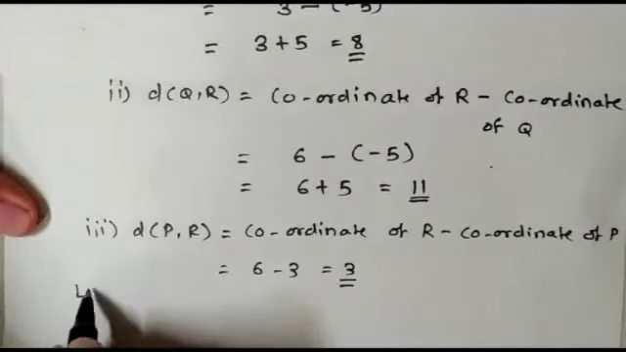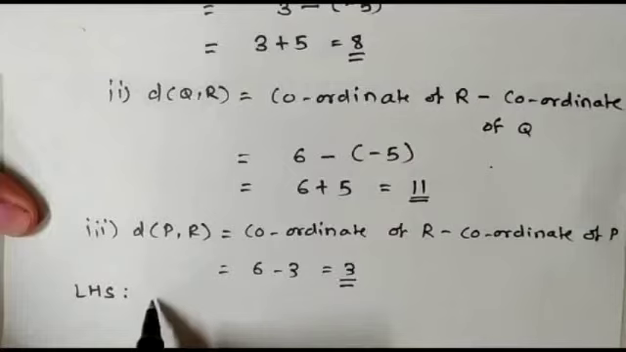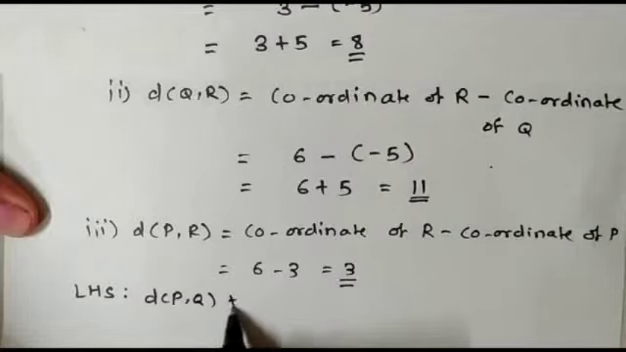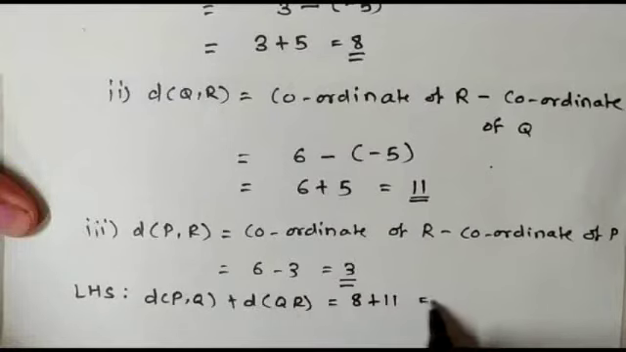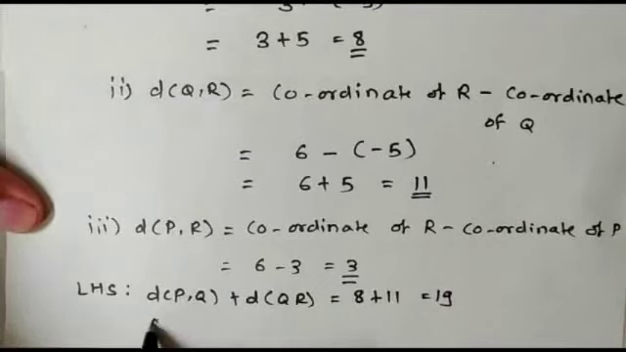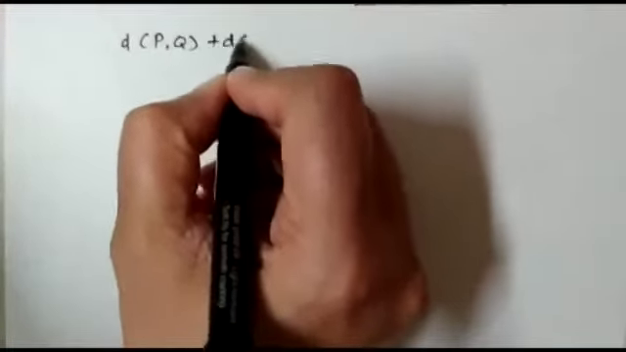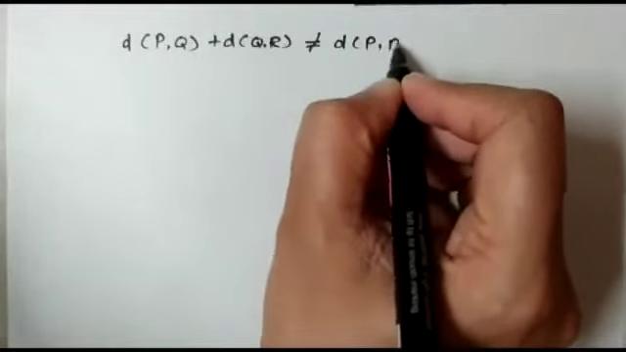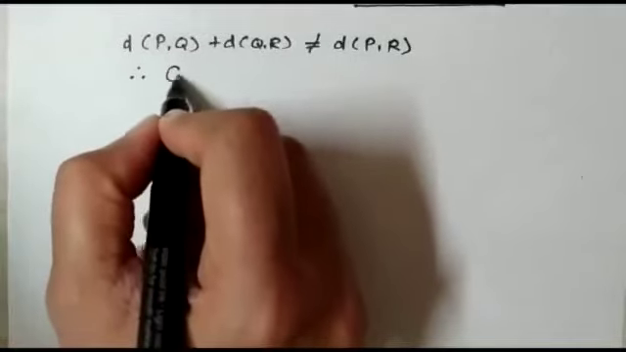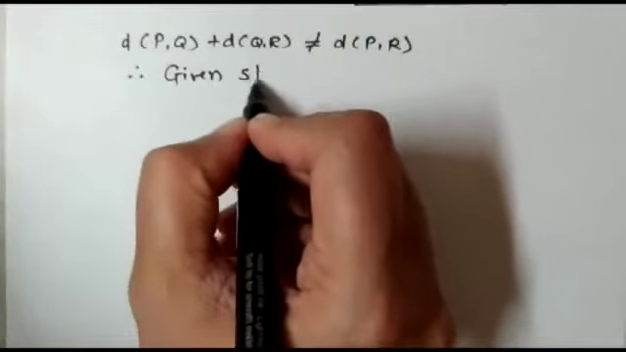So we have got all three distances. One is 8, one is 11, one is 3. Now let us find out the answer of left hand side. It is distance PQ plus distance QR, that is equal to 8 plus 11 is equal to 19. We have the RHS as distance PR, which we have found out as 3. They both are not equal. That means distance PQ plus distance QR is not equal to distance PR. Therefore, the given statement is false.